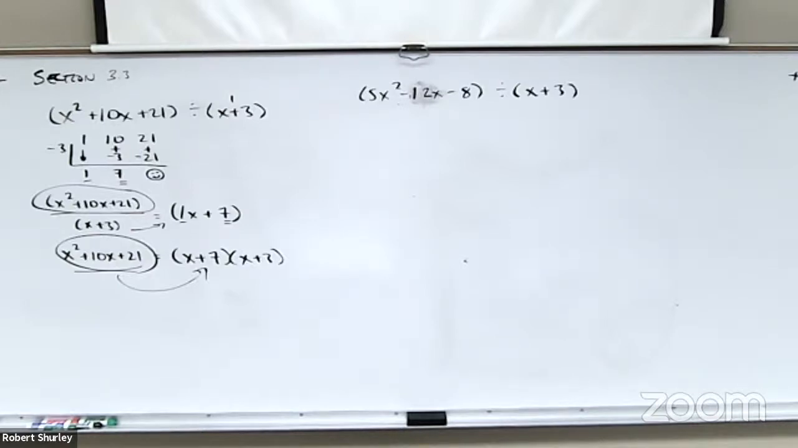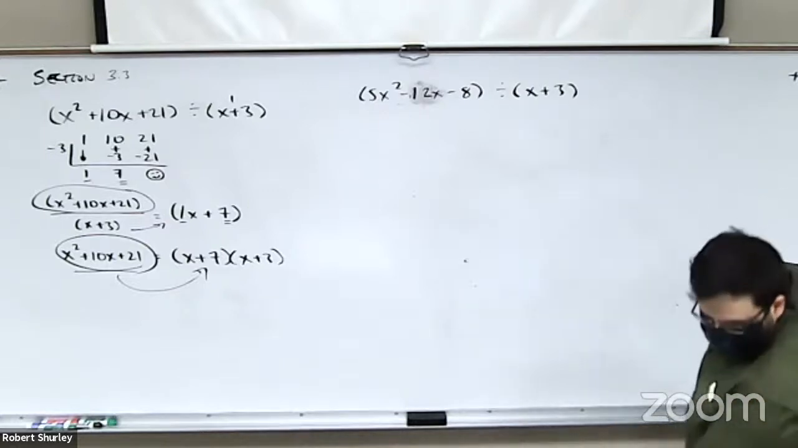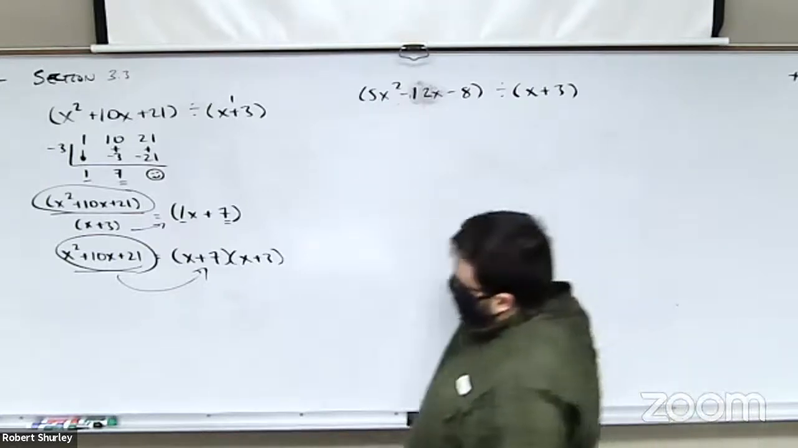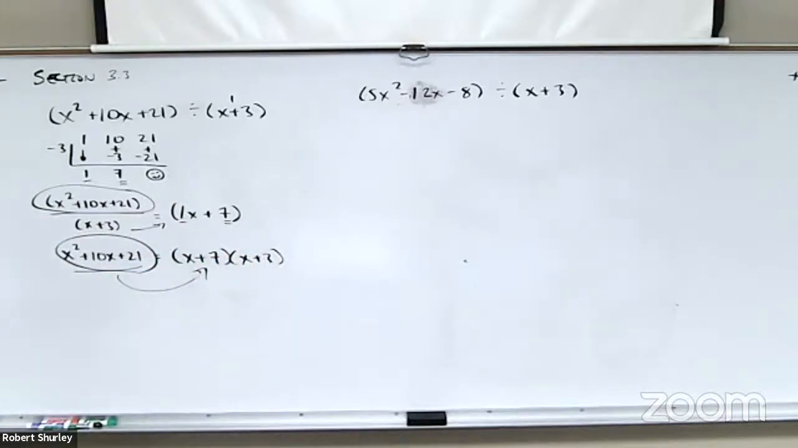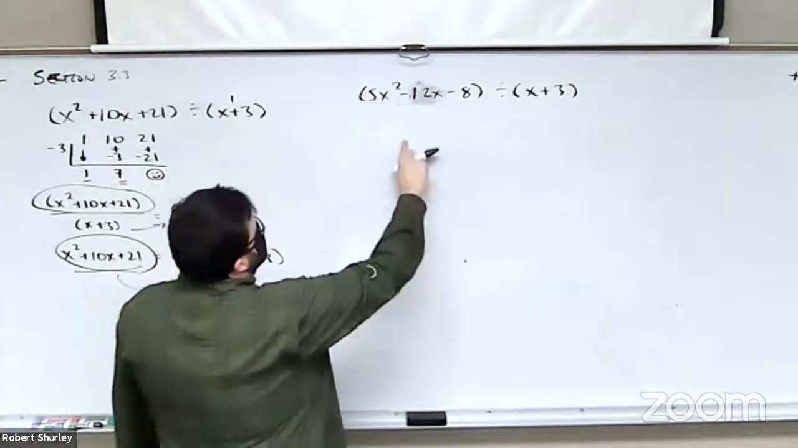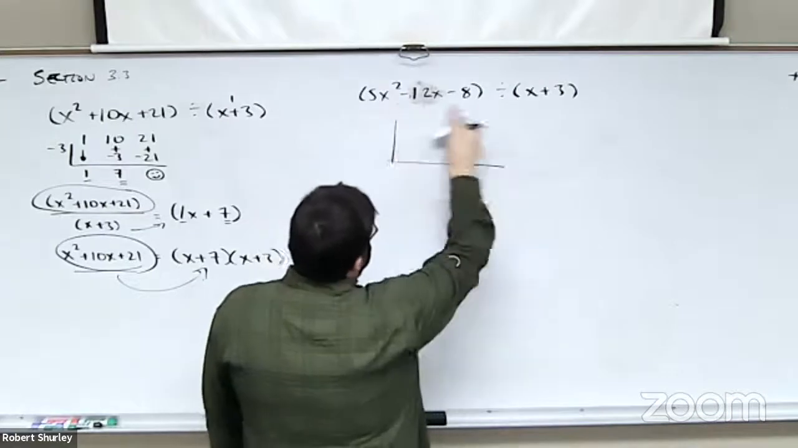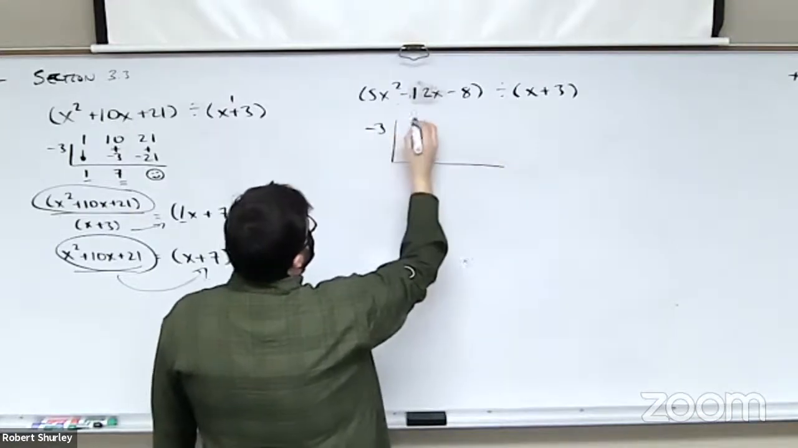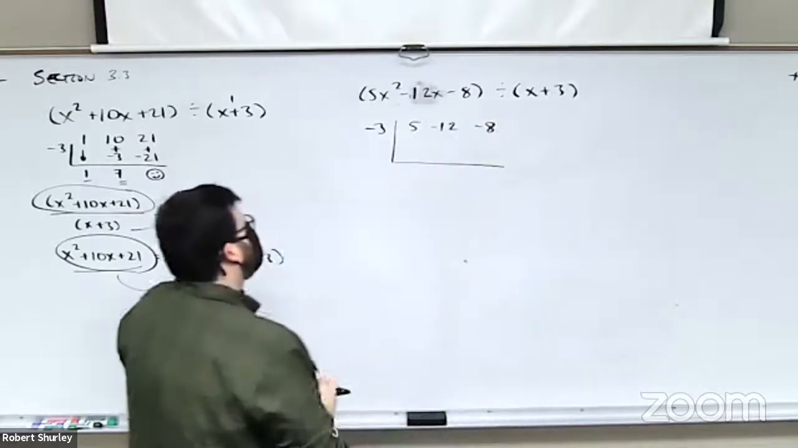Oh, I see, Alex, what you're saying now. Okay, keep working if you're working. I'm going to try this one. If I set it up, and again, we have nice descending order. There are no curveballs here, right? But we've got a -3, a 5, a -12, and a -8.